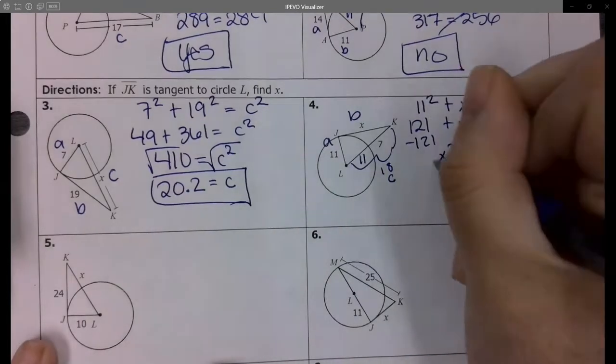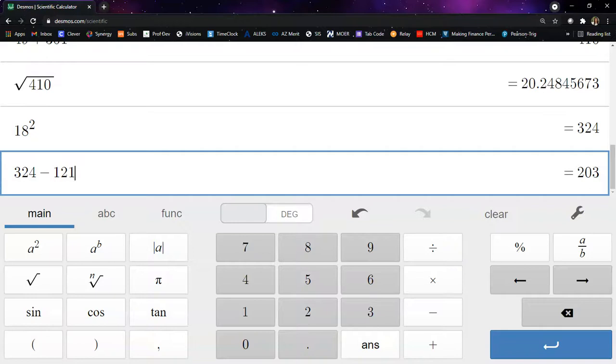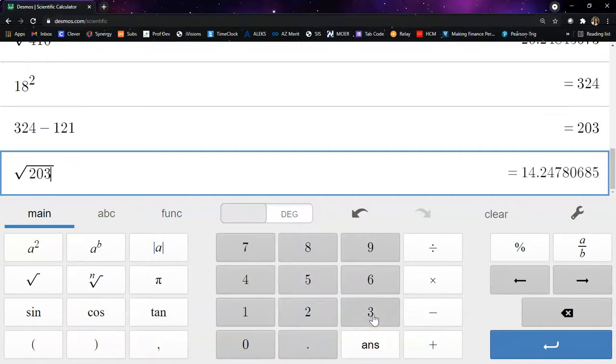Then I want to square root both sides, which is going to get me 14.2.